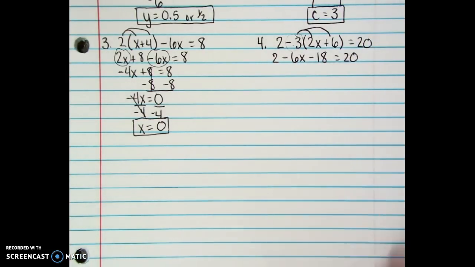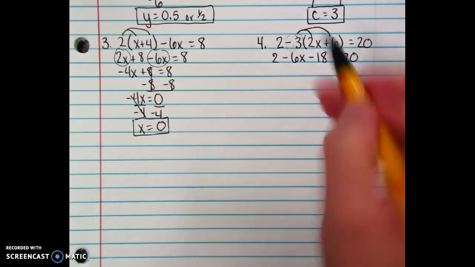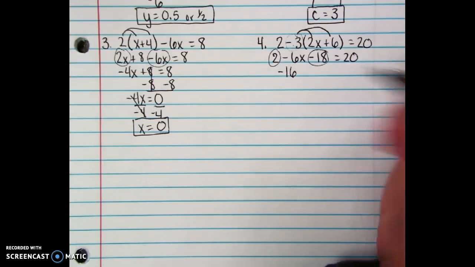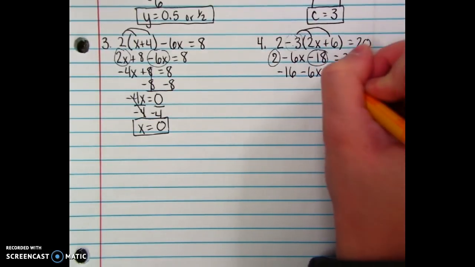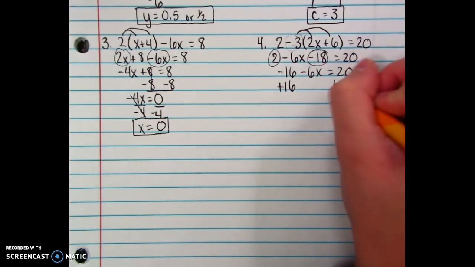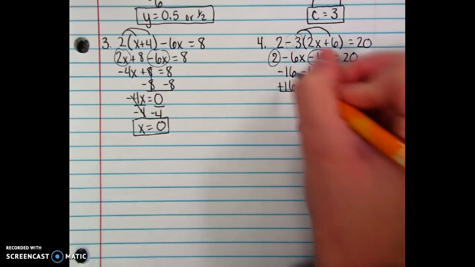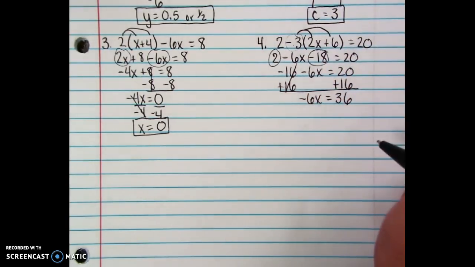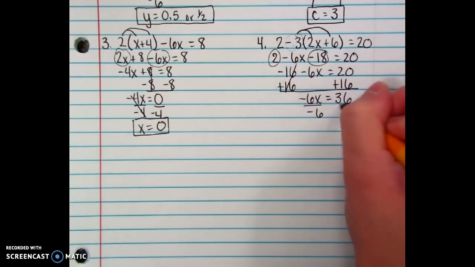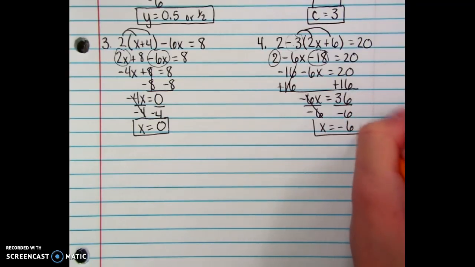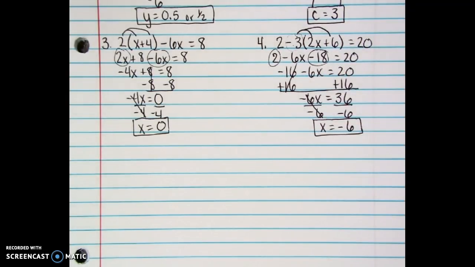Okay, I'm going to simplify first by combining like terms. 2 minus 18 is -16. Bring down the minus 6x. Now I'm going to add 16 to both sides. -6x equals 36. Divide by -6. X equals -6. Okay, so if you have any questions on any of those, call me over and I can help.